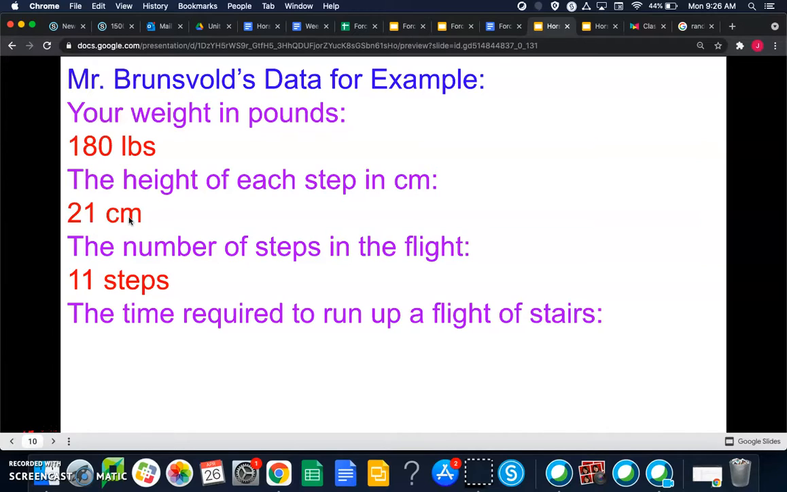And then you're going to record the time it takes for you to run up that flight of stairs. You touch every single stair on your way up. So for me, it took 4.48 seconds.